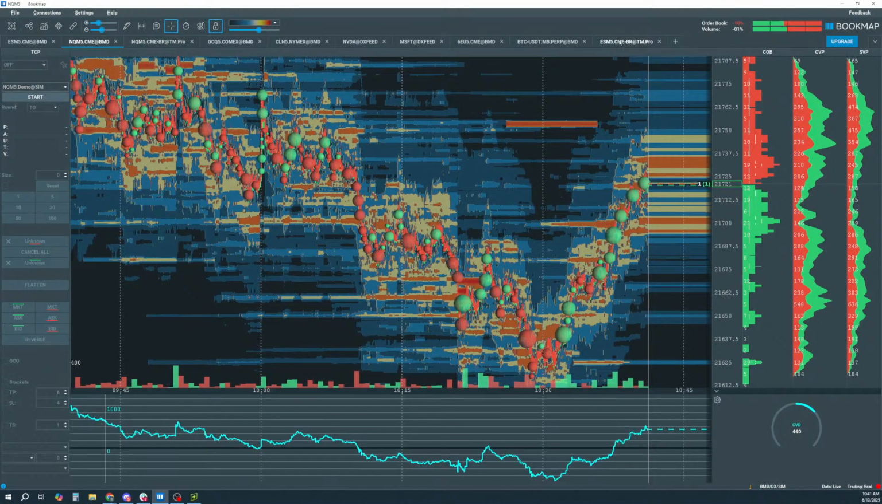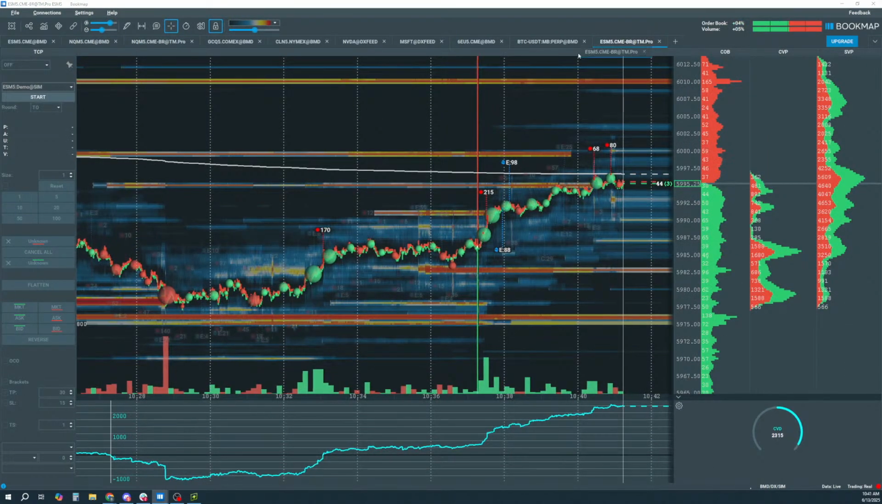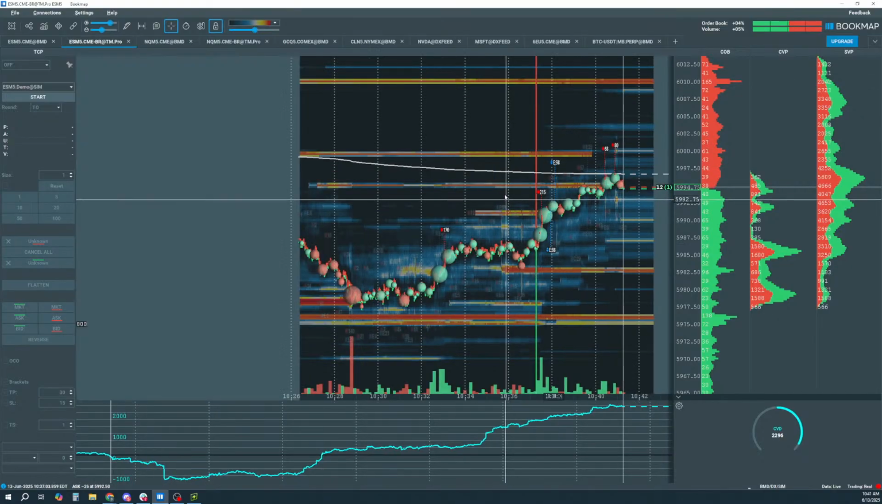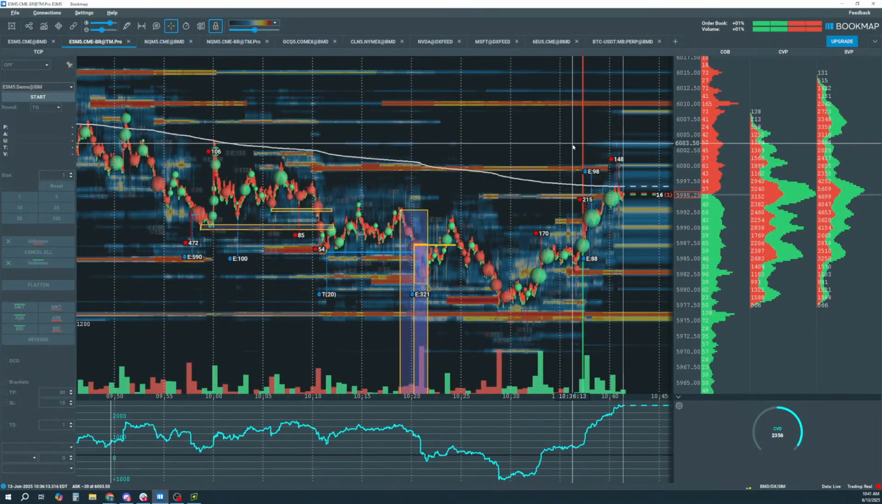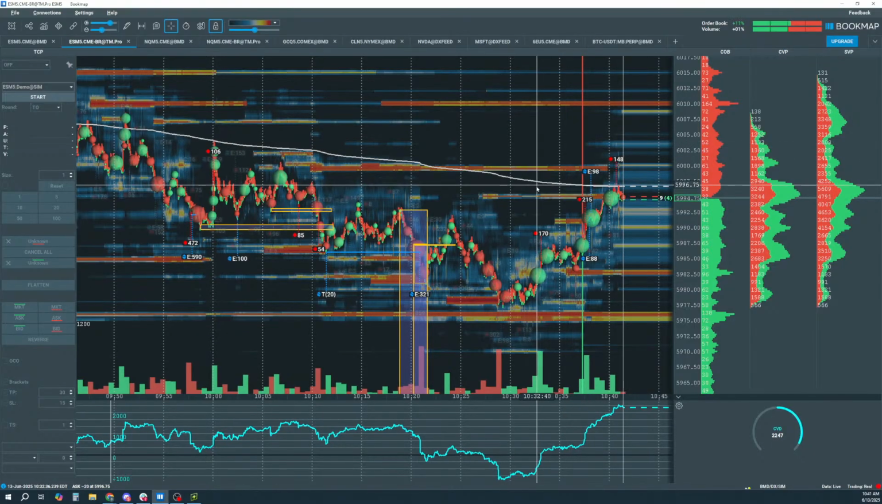And where's my trader map pro? Okay, here it is. Okay, yep. Beautiful. Trading's life, right back to VWAP. There you go.